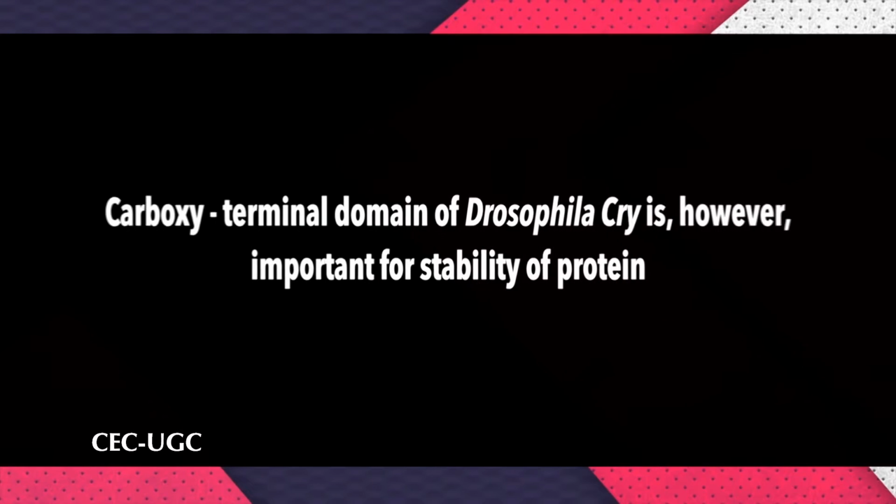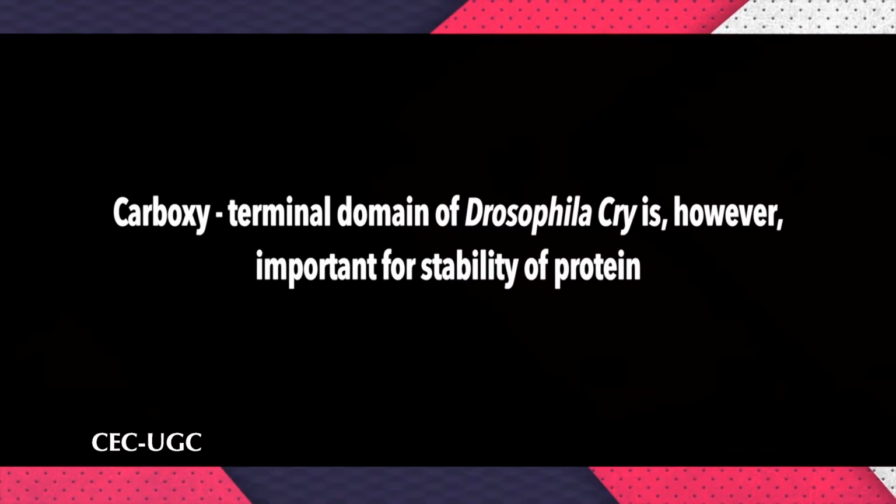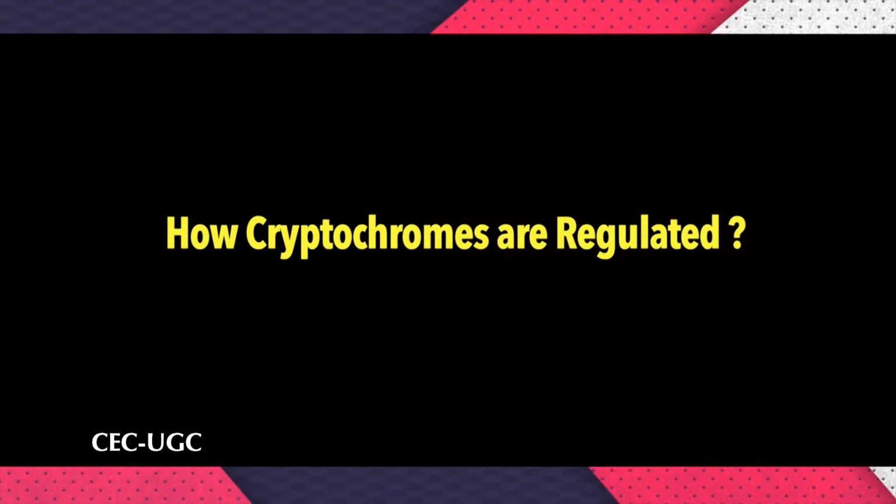The carboxy-terminal domain of Drosophila cry is, however, important for stability of the protein. It has also been linked to its sensitivity to the circadian light signals. In case of Xenopus, the carboxy-terminal domain of the cry is required for its nuclear localization. Now let's see how cryptochromes are regulated.